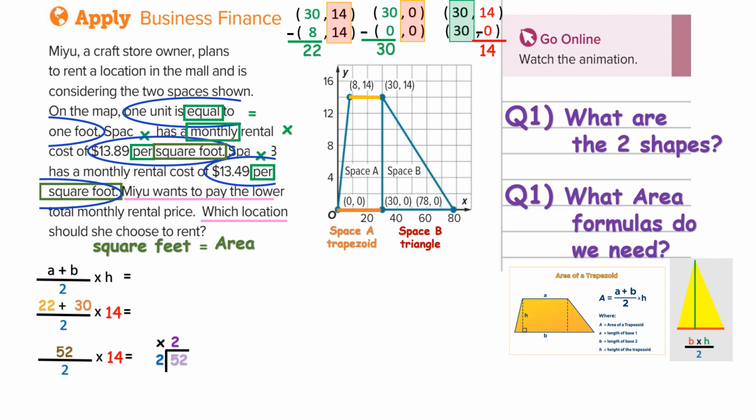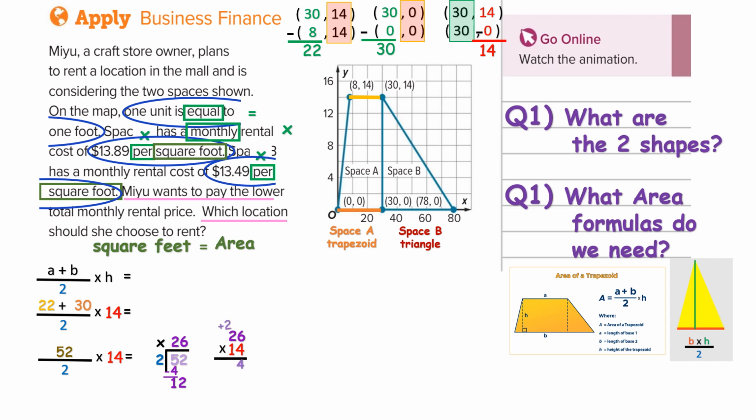Well, 52 divided by 2, 2 goes into 4 2 times because 2 times 2 is 4. I have 1 left over. I bring down my 2 and 2 goes into 12 6 times because 6 times 2 is 12. When I know that my numerator is 26, now I'm going to say, well, I have 26, which is going to be my measurement times the height of 14.